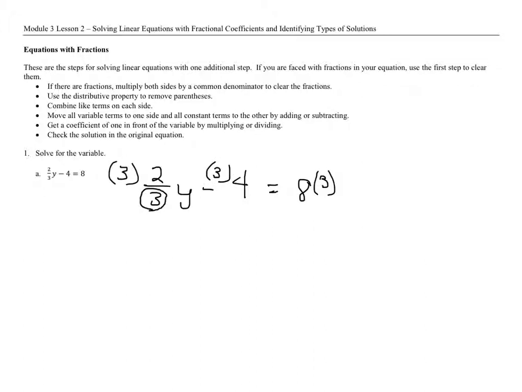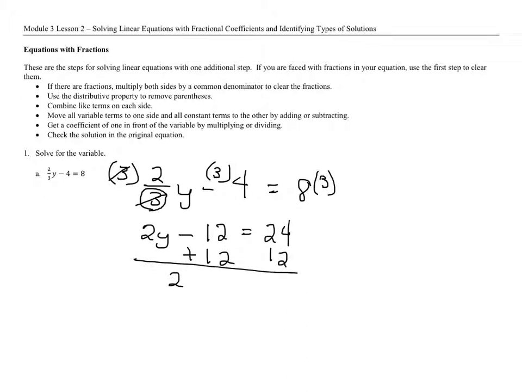But this is beautiful because 3 divided by 3 is just 1. So the 3's will divide out to be 1 and get 2y, take away 3 times 4 is 12, is equal to 24. And then we do what we need to do as we did in lesson number 1. So I'm going to add 12 to both sides. So 2y is equal to 36. And then, of course, we're going to divide by 2 to get a 1 in front of the y. So y is equal to 18.